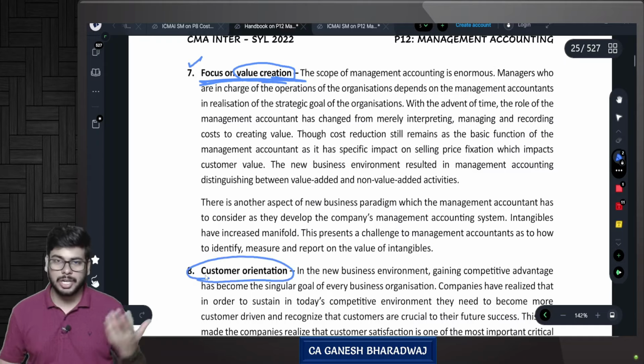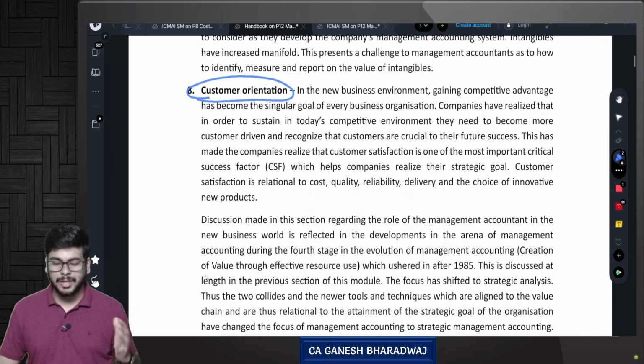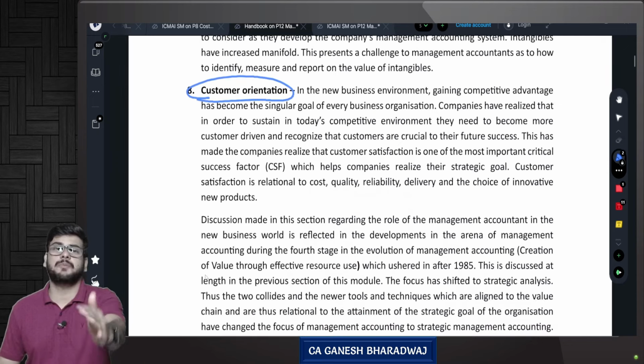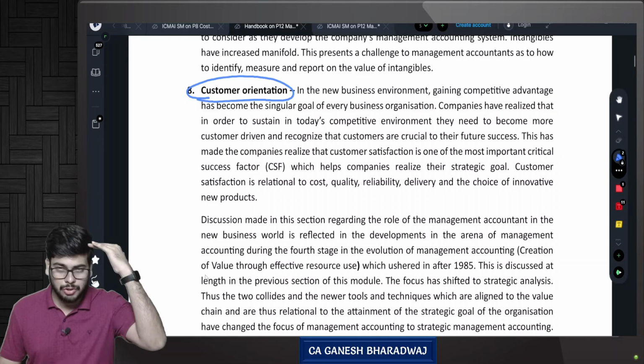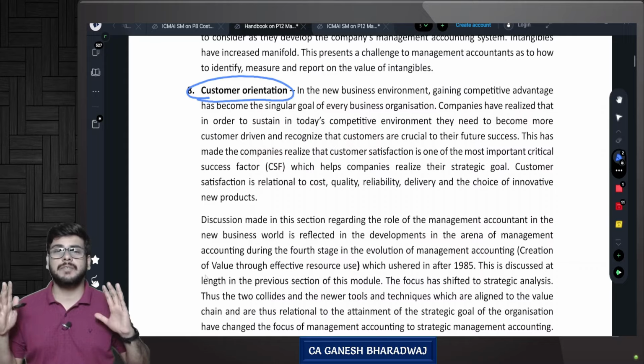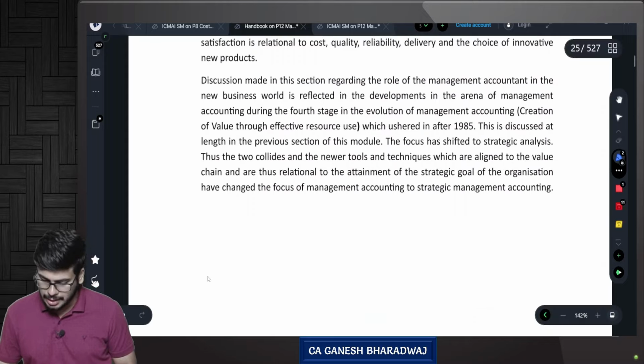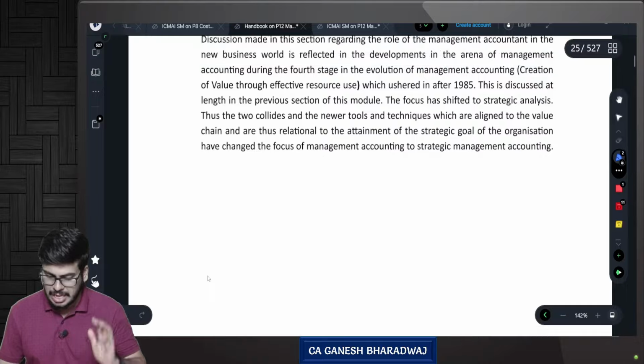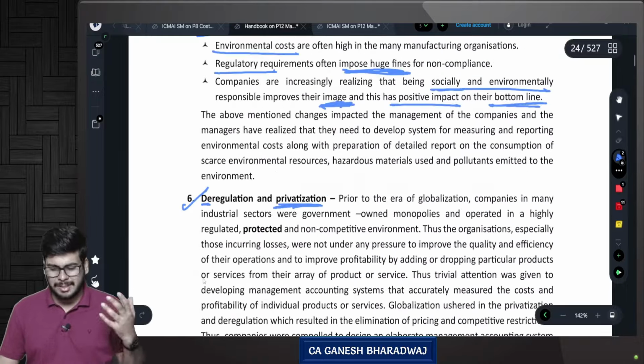Customer orientation. Of course, at the end of the day, the customer is the king, and the customer's priority or customer satisfaction should be at the top of your objectives. Only if you are able to satisfy your customers will you stay in this business throughout. Are you clear with this? Fine. So these are some points mentioned theoretically.